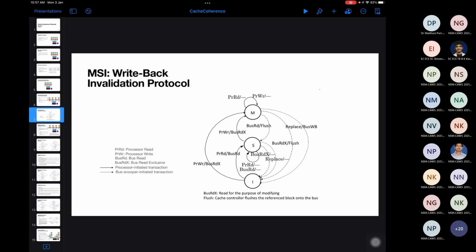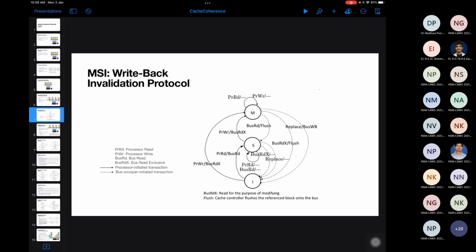And similarly, if I have the data in a modified state, I don't have to inform anyone. I can perform any number of reads and writes without placing any transaction. That is what is given: there is a self loop on the M state at the top, processor read without any bus transaction, and similarly processor write without any bus transaction. Is it clear? And if you see, this is basically a simple 3-state cache coherency protocol. This ensures that the data is going to be coherent across multiple private caches.